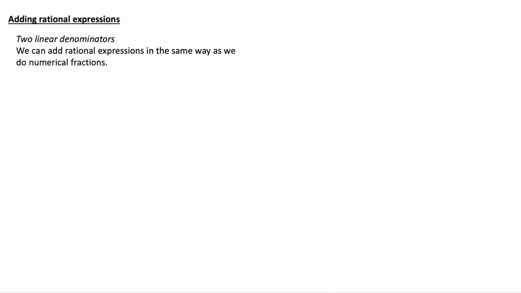So, if we want to add two rational expressions, then we can add them in the same way as we do for numerical fractions. We'll first look at two linear denominators. So, if we had 1 over x plus 1 plus 3 over 2x plus 5, we'll have a look at the graphs for these.